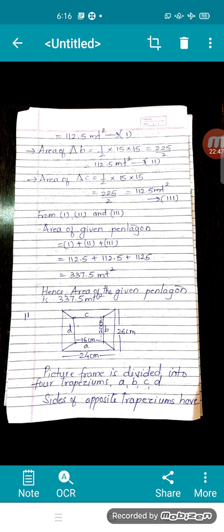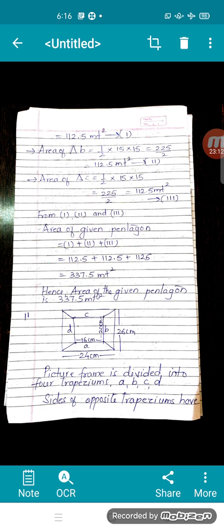Now we go to question number 11. Diagram of the adjacent figure. A frame has outer dimensions 24 cm into 28 cm and inner dimensions 16 into 20 cm. Find the area of each section of the frame if the width of each section is the same.